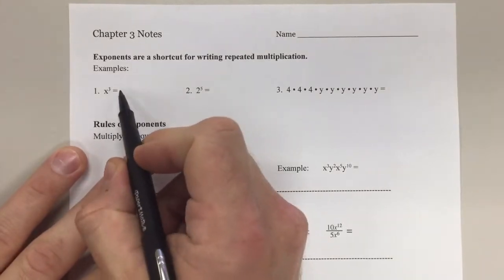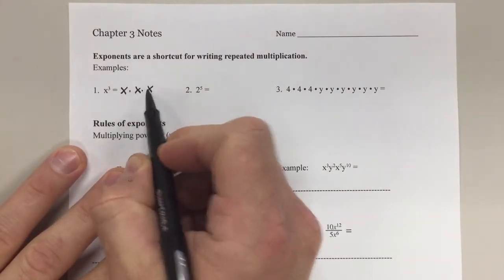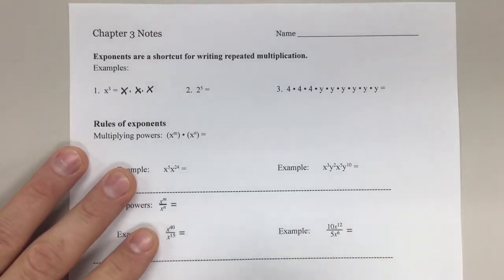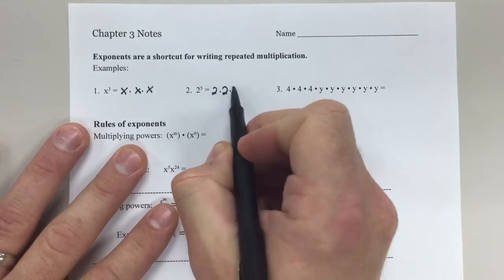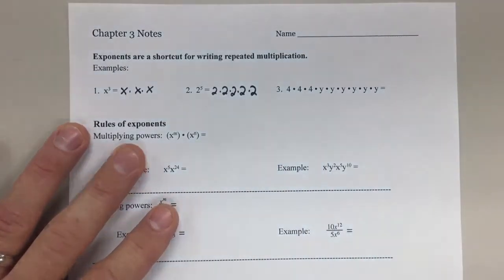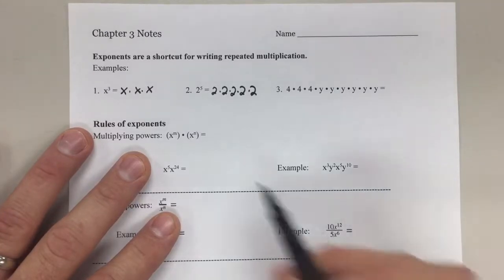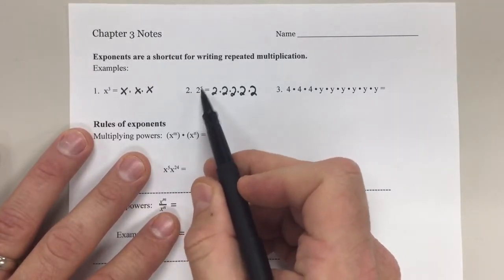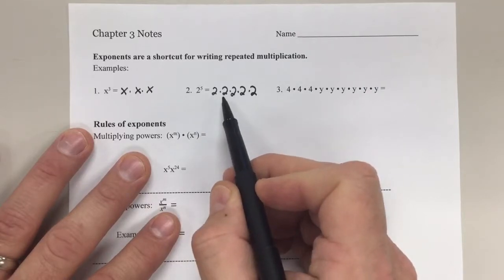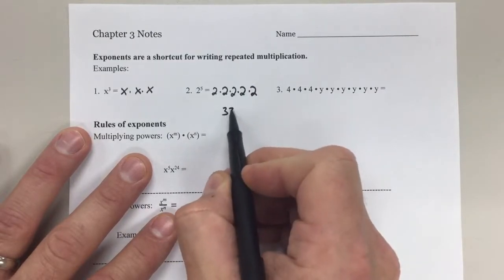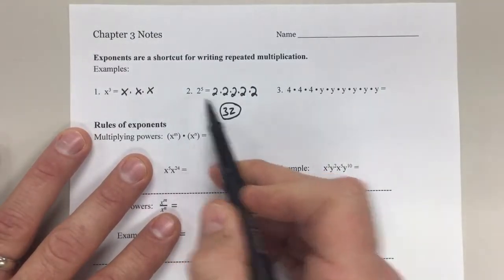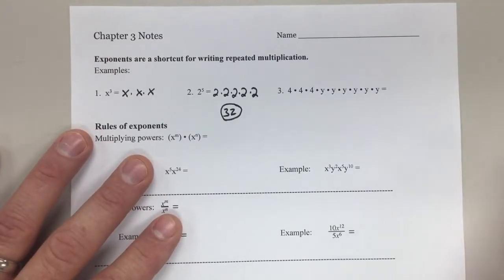X to the third means x times x times x. So remember that a power means multiply. That means multiplying that number as many times as the power says. So 2 to the fifth is really 2 times 2 times 2 times 2 times 2. It's not 2 times 5, that would be 10. This is 2 times 2 is 4, times 2 more is 8, times 2 more is 16, times 2 more is 32. If you just do 2 times 5, you're going to get the wrong answer.